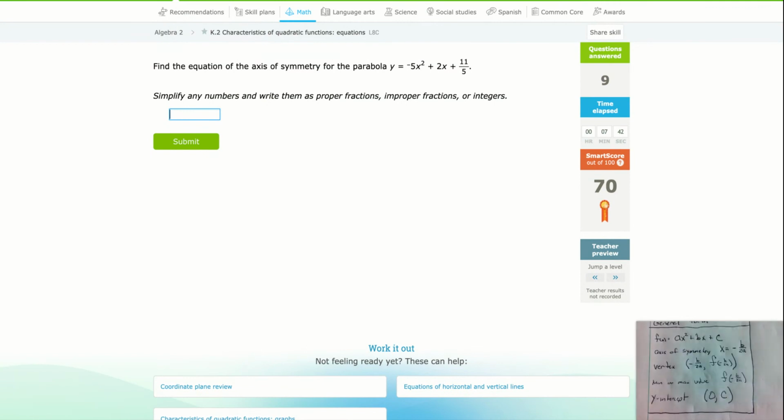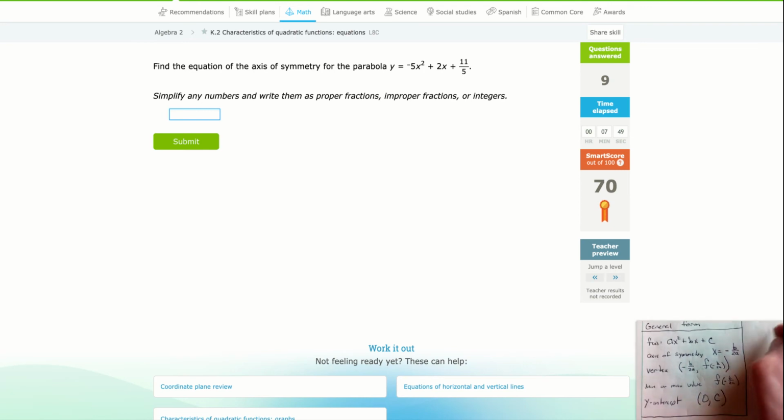Find the equation of the axis of symmetry. Again, we're in general form. So for the axis of symmetry, I'm going to maybe just do it right here. I'm going to do a negative b. So my b is 2. So I'm going to do negative 2 over 2 times a.